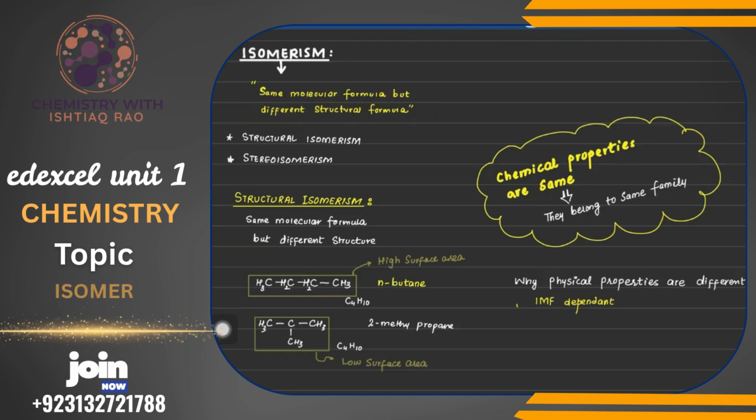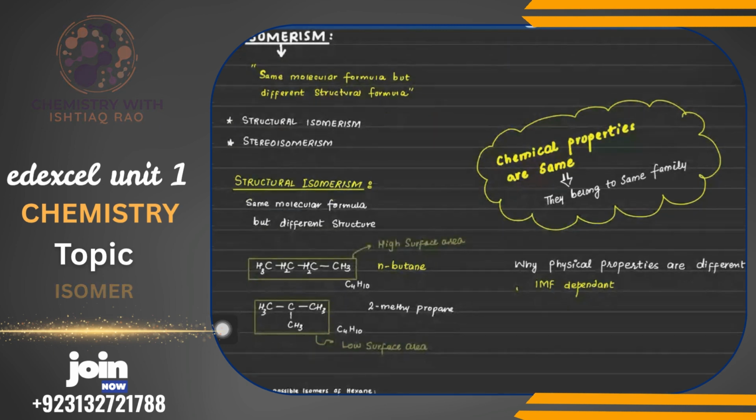There are particularly two types of isomerism. Number one is structural isomerism. Number two is stereoisomerism. So let's discuss first structural isomerism. What do you mean by structural isomerism? Structural, as the name indicates, same molecular formula but different structure.